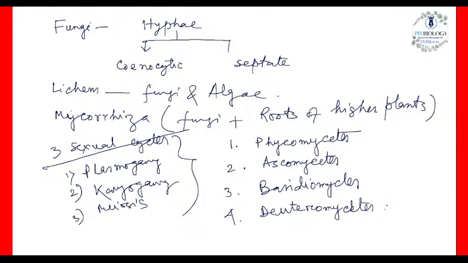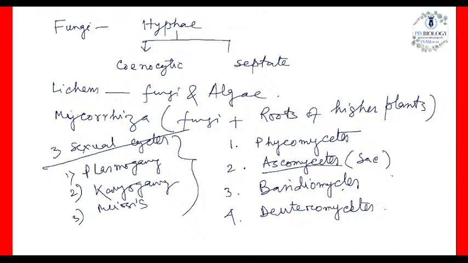Phycomycetes are the lower fungi, such as Mucor and Rhizopus, which is called bread mold. Albugo is a parasitic fungus on mustard. Ascomycetes are called sac fungi. Examples are Aspergillus, Claviceps, and Neurospora. Under Ascomycetes, Neurospora is used in biochemical and genetic work.